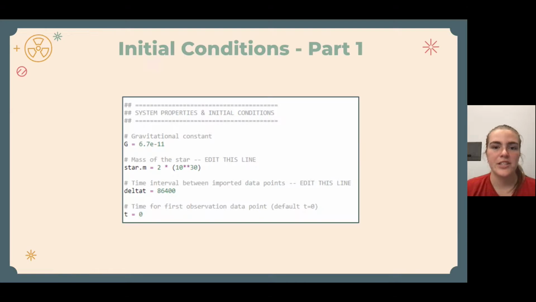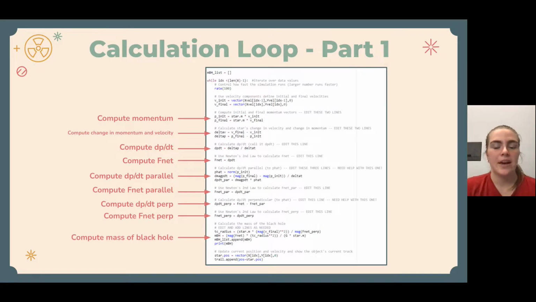A quick methodology: we first look at the initial conditions in part 1 of the lab, where we have the gravitational constant, the mass of the star orbiting the black hole, and the delta T. And then we move into the calculation loop, where we compute the momentum, the change in momentum and velocity, then compute both F net and dp dt, and then we compute their parallel and perpendicular components. And after all of those calculations, we can then compute the mass of the black hole.